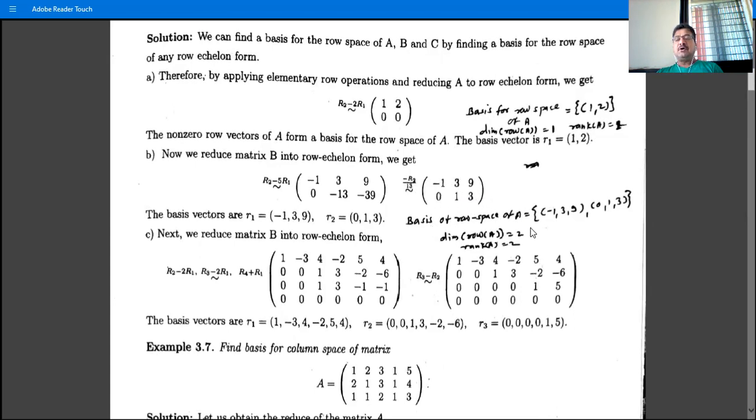So for the basis for row space of A, there are two non-zero rows. The first non-zero row is one element, (1, minus 1, 3, 9), and the second non-zero row is the second element, (0, 1, 3). Okay, whatever it may be. So these two vectors form a basis for row space of A, and therefore the dimension of row space of A is 2, because this set contains two elements, and therefore the rank of A is 2.